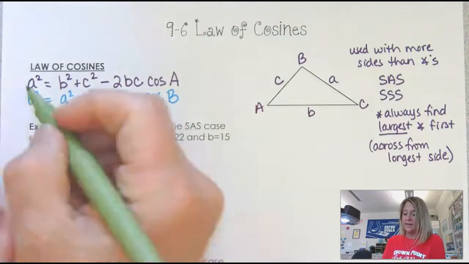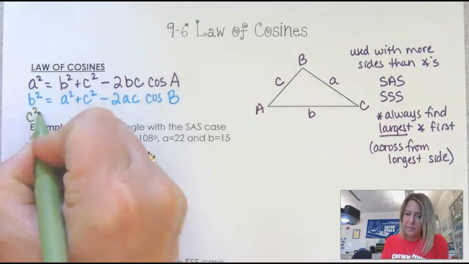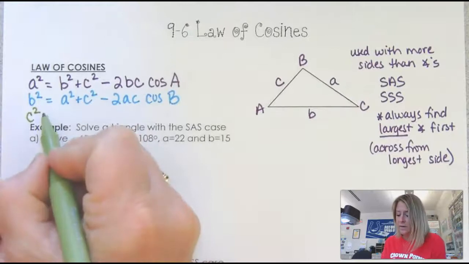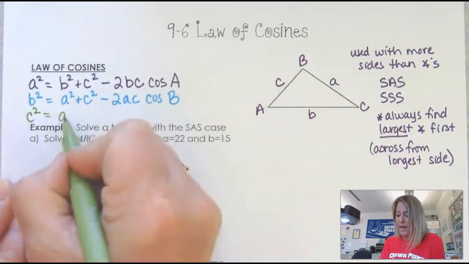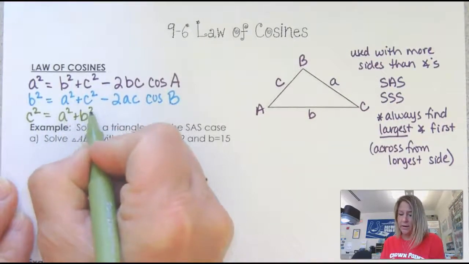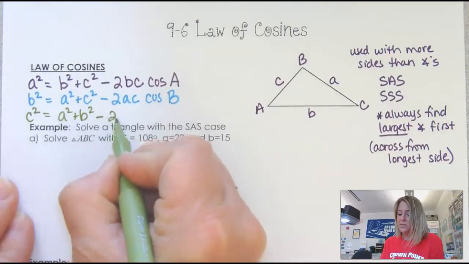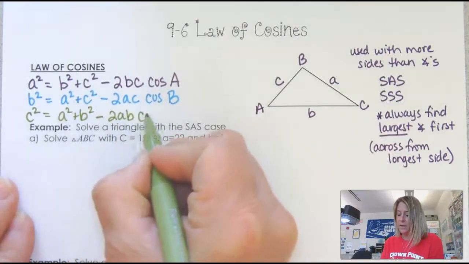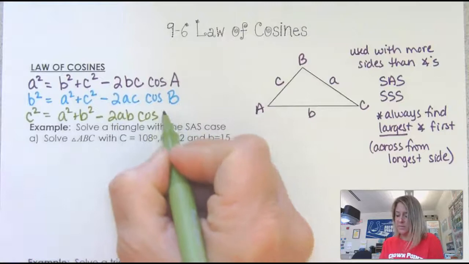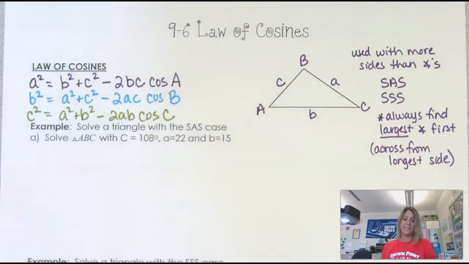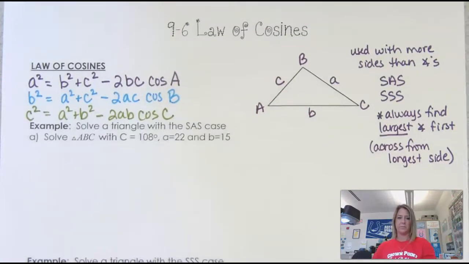So the one we haven't done yet is C squared. So if I am looking for side C squared, I'll set that equal to A squared plus B squared minus 2AB cosine of the angle I started with, C. And yes, you do need to know this formula. So I would write it down as you're going through it. The more you do it, it does get a little bit easier.